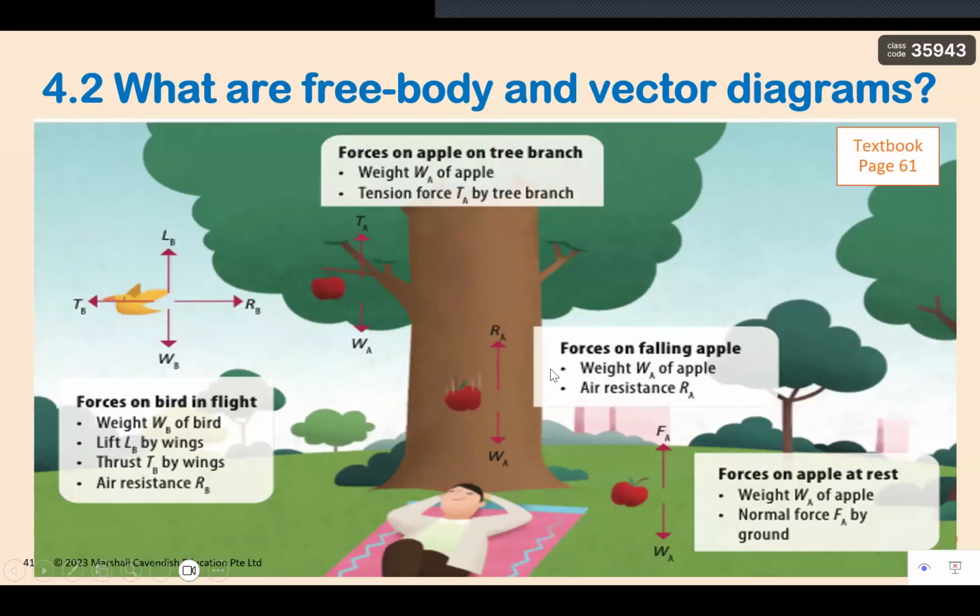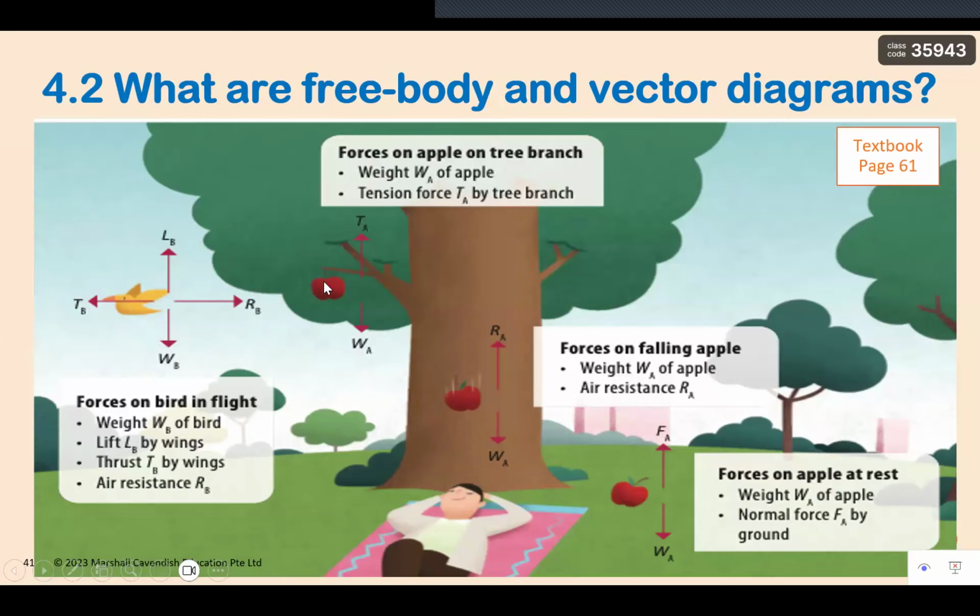This can be found in your textbook. These are certain examples of free body diagrams of forces on objects. Let's start from the bird. There is a thrust force by the wings. As the bird flies, it moves through air, so there's an air resistance backwards. Then there is a lift force by the wing, and there's a weight caused by the earth's gravitational field strength. So these are the four forces acting on the bird.